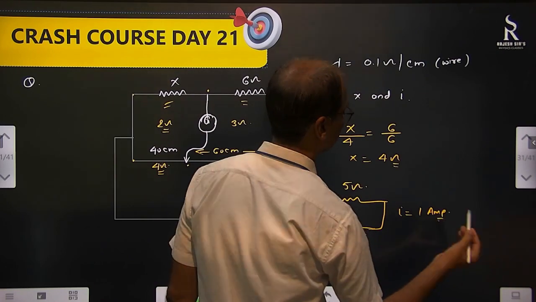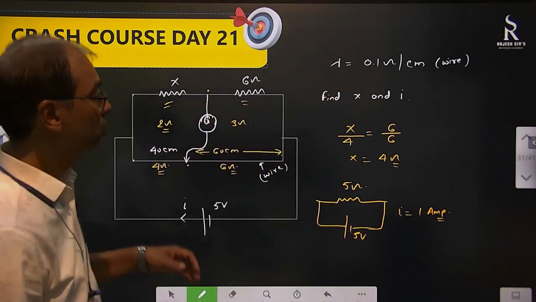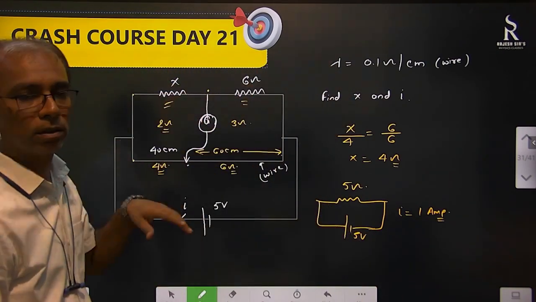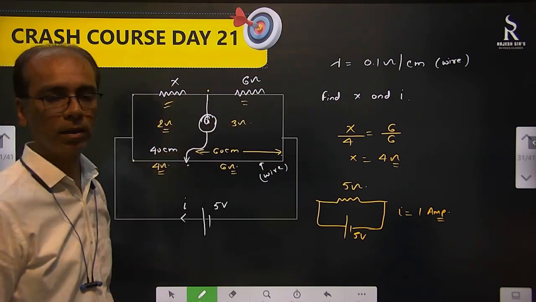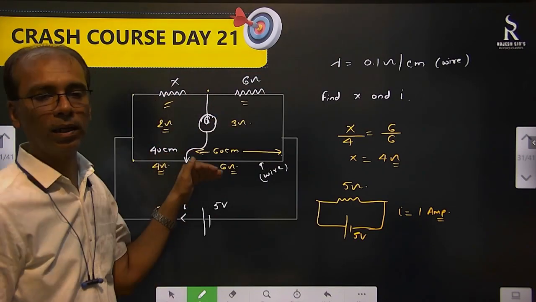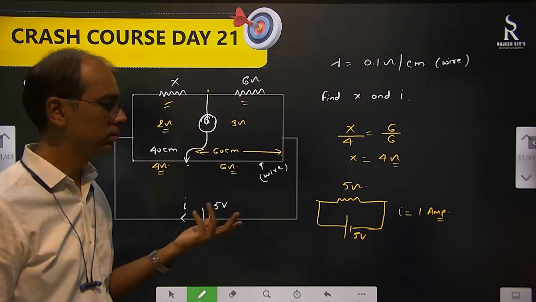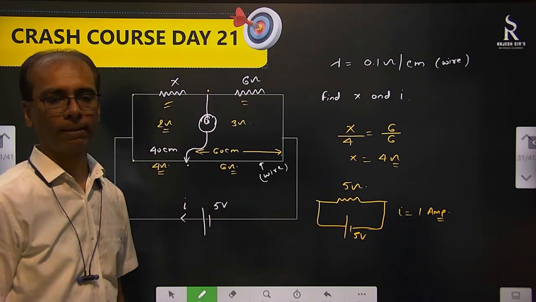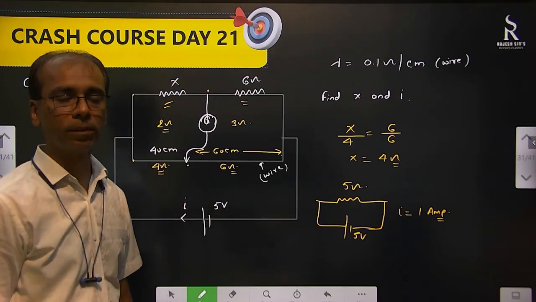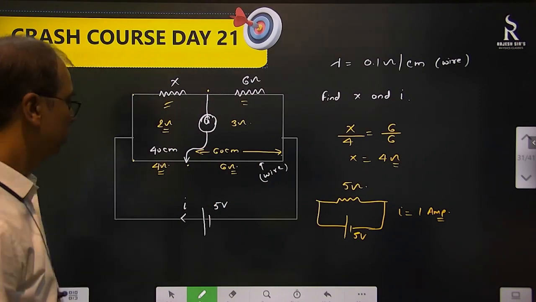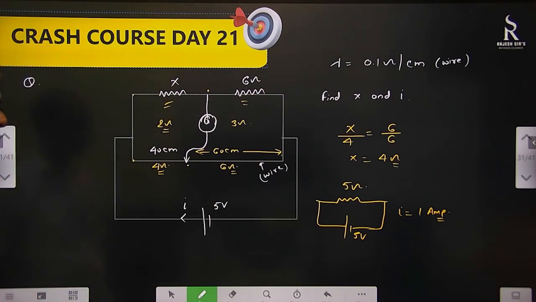One more way is there. We can solve it with the Wheatstone bridge. These two are in series, so 4 plus 6 is 10, and 4 plus 6 is 10. 10 and 10 in parallel means 5 ohm. Okay, so that's all. This is what we have in current electricity.